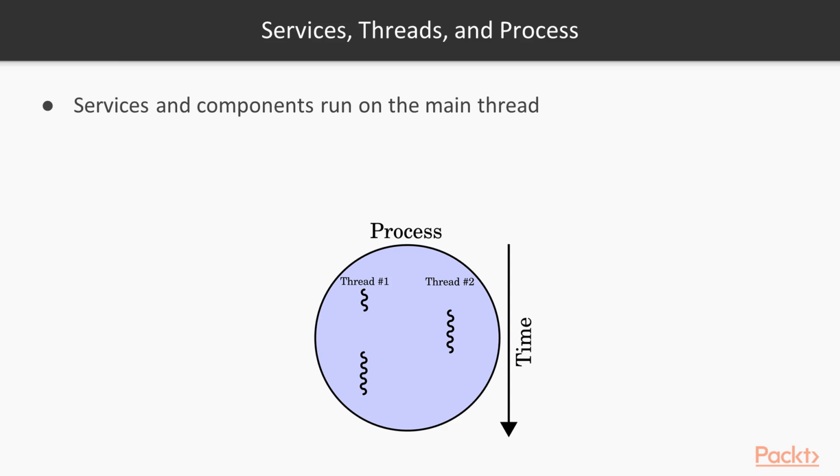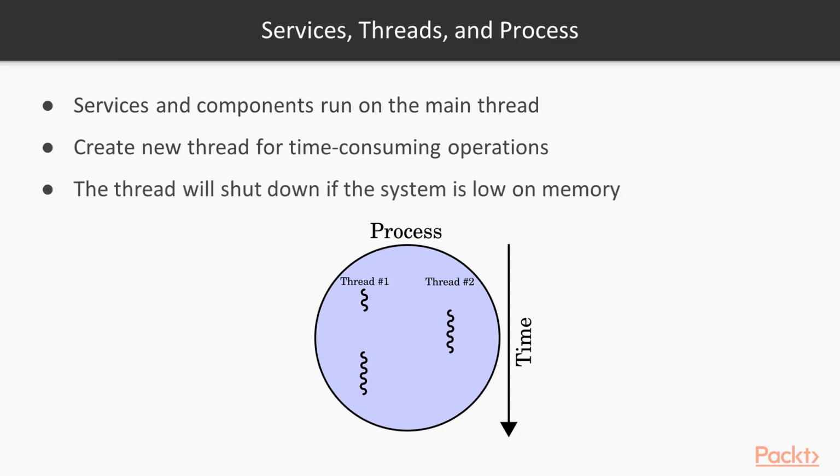What to consider? Services and other components run on the main thread unless you specify a new thread for your service. If you're doing anything that keeps your CPU working intensively or blocks operations like networking, make sure you handle your service in a new thread. For time-taking operations, you must create a new thread, and these new threads will work inside our process. If the system runs low on memory, it will shut down the process, and so all the belonging threads and components will be destroyed too.